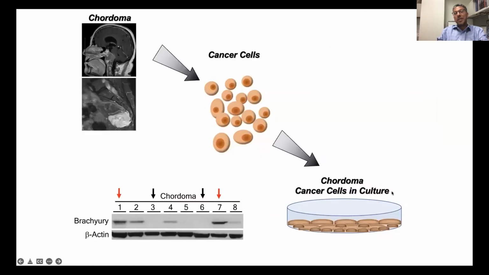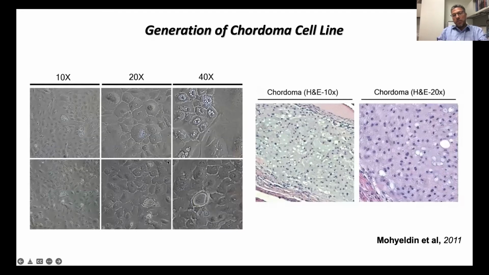I did this for nearly 6 months, going to the OR, grabbing tissue, dissecting it, dissociating it, and trying to develop cell lines. And for the first time, we were able to develop 2 cell lines that very much recapitulated the disease. And let me show you what I mean by recapitulating it.